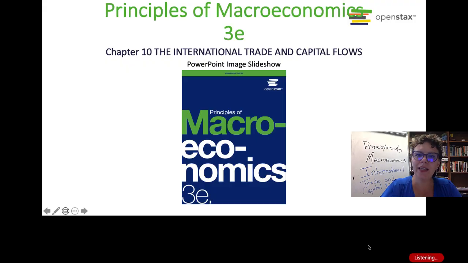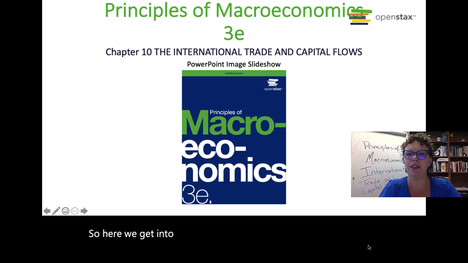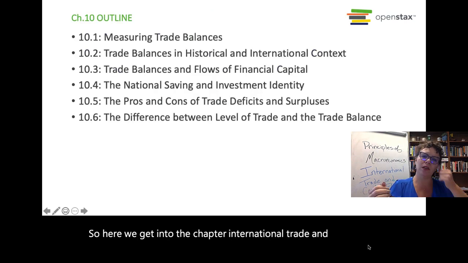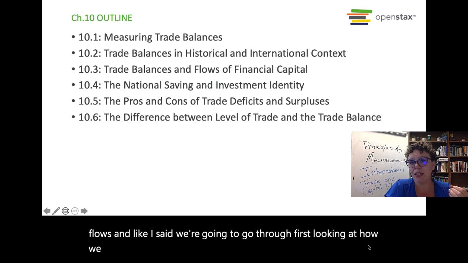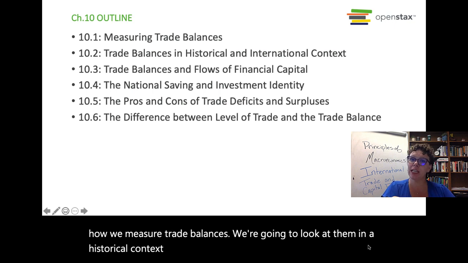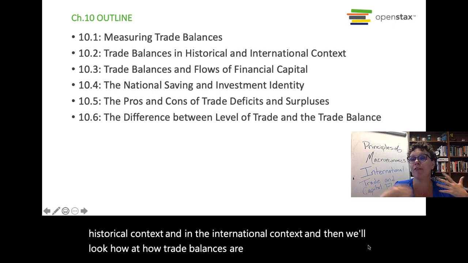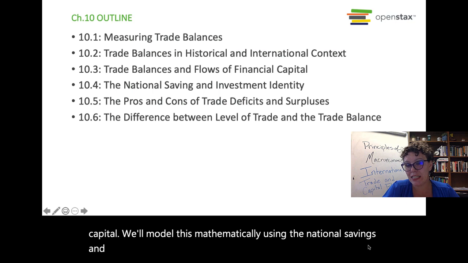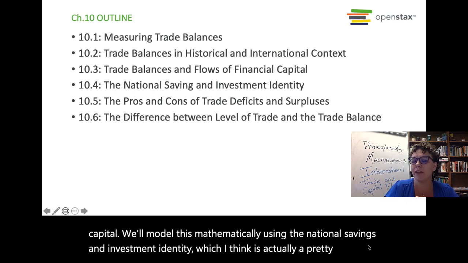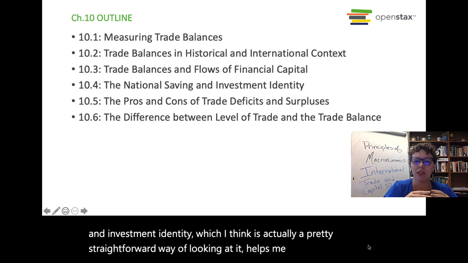Okay, so here we get into the chapter, International Trade and Capital Flows. Like I said, we're going to go through first looking at how we measure trade balances. We're going to look at them in a historical context and in the international context. And then we'll look at how trade balances are matched by flows of financial capital. We'll model this mathematically using the national savings and investment identity, which I think is actually a pretty straightforward way of looking at it. It helps make accounts look a little bit clearer.